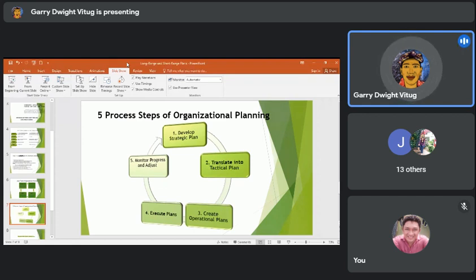So after that, once you have developed your strategy, we go to the second step, which is to translate the strategic plan into a tactical plan. So at this point, it's time to create the tactical plan. Here we need the middle managers to help define short-term goals, develop ways of reviewing goal achievement, and also develop a contingency plan. So that's in the second step.